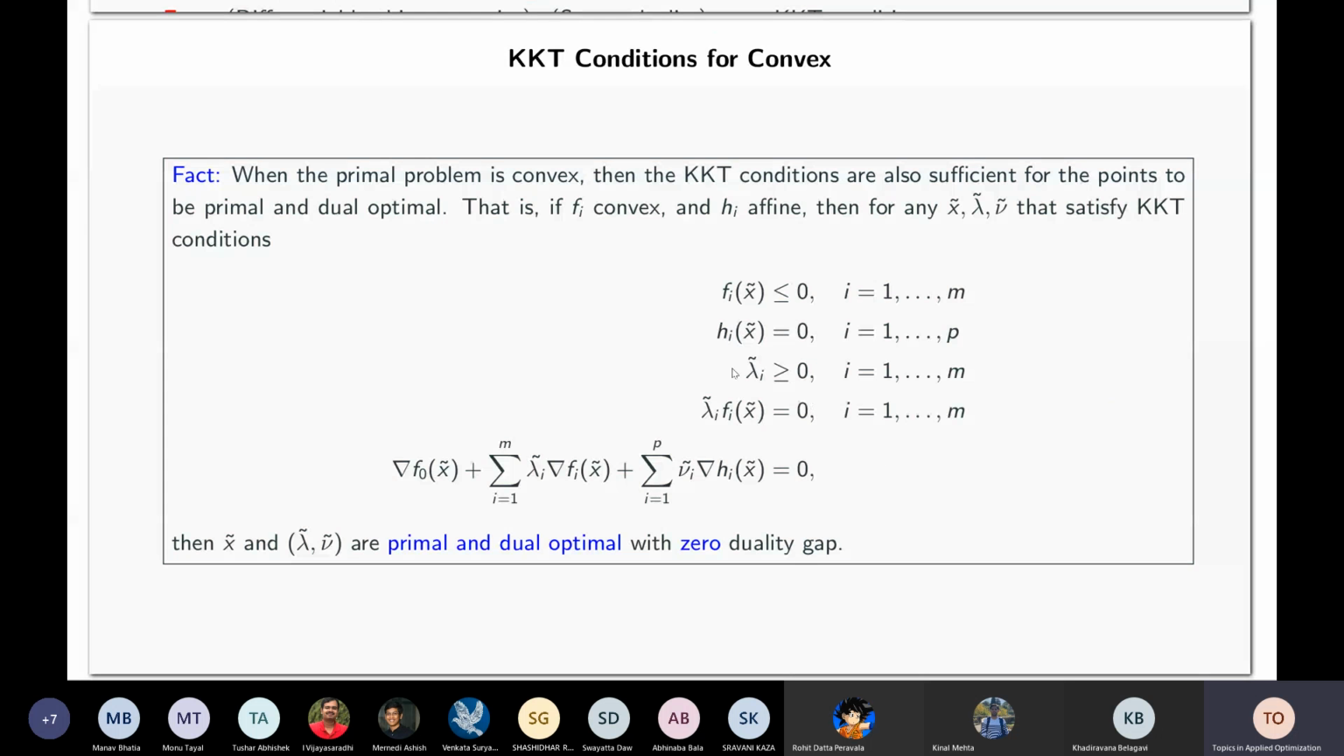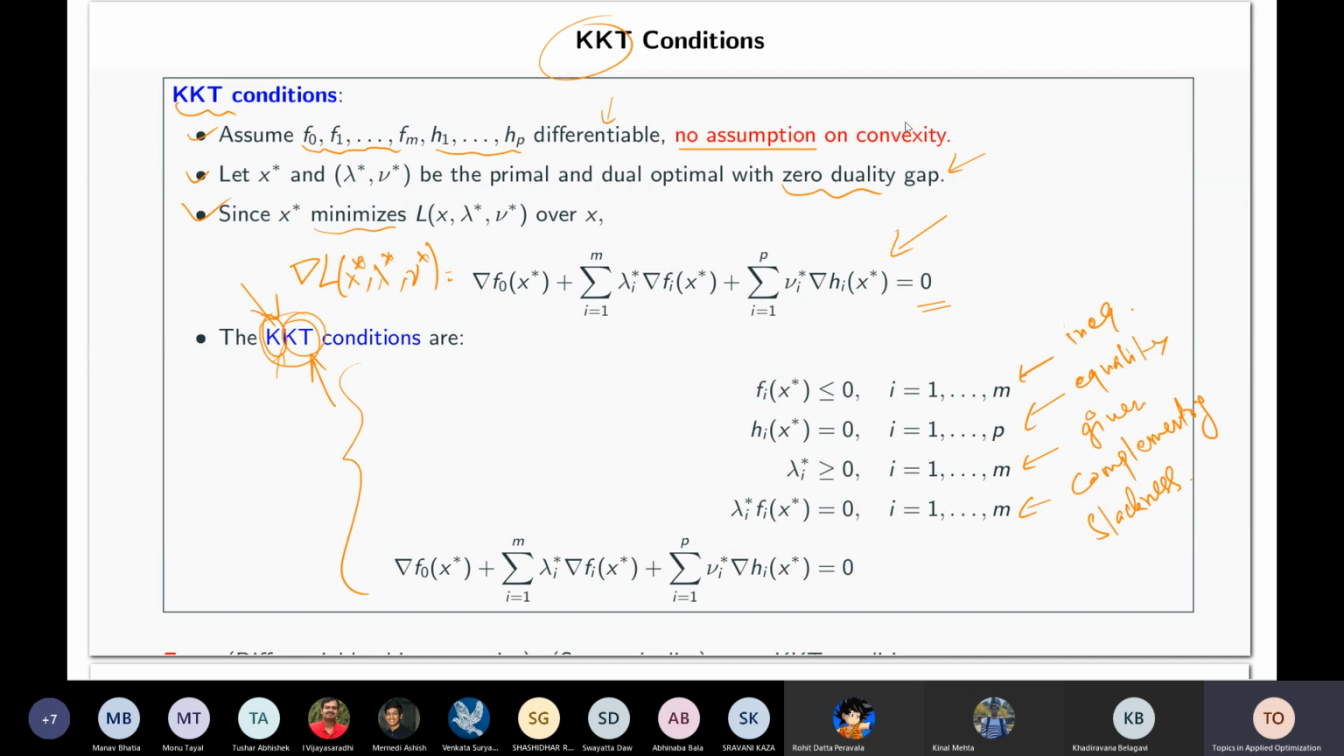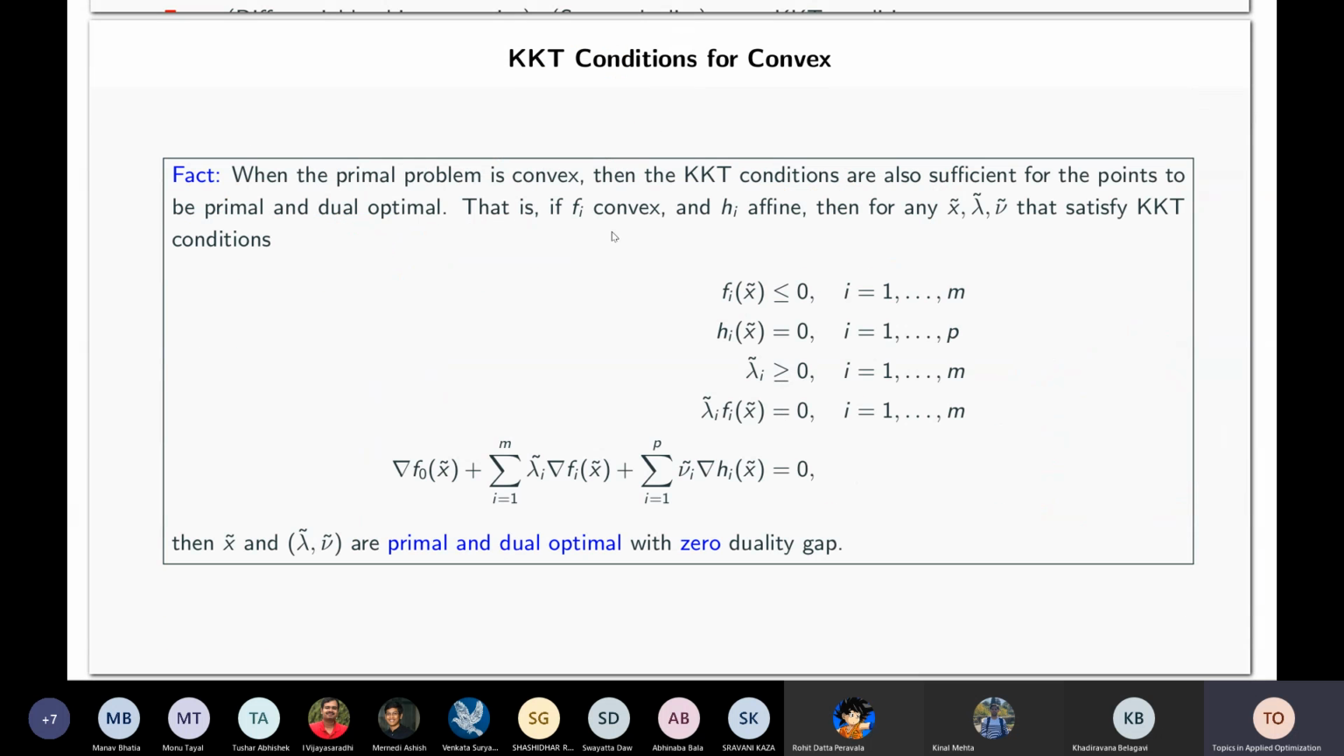Now, KKT conditions for the convex problem can do something better, because so far we have not assumed any convexity. So KKT can be written in general like this. If the primal problem is convex, then KKT conditions are also sufficient for the points to be primal and dual optimal.